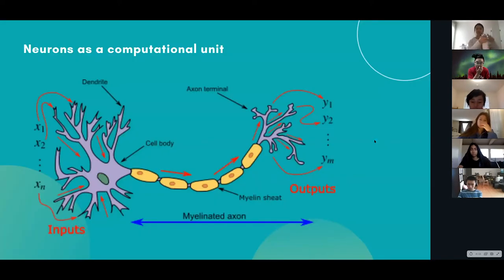All right, so let's get into a little bit of depth to understand what a deep neural network actually is.